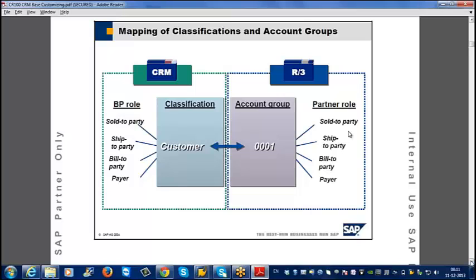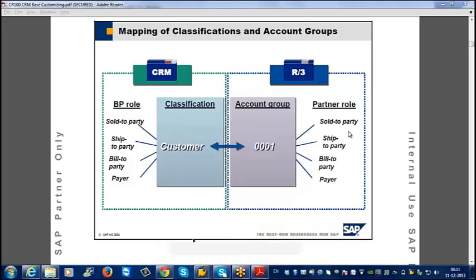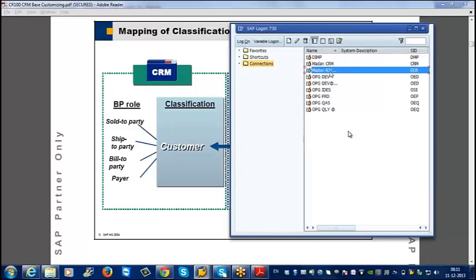Suppose I have a consumer. So for the consumer classification, I will create 0002 as an account group in the R3 system. And then I need to maintain this table in the R3 system, then only the system will understand. This table has entries: for this classification, this is the account group. So you can do this in the R3 system only, not in CRM.